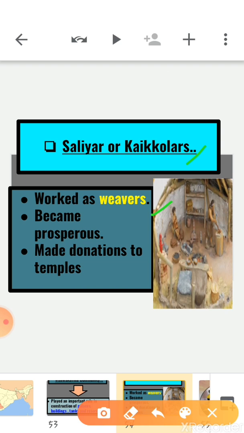Now, similarly, we have the Saliyar and Kaikola communities, who worked as weavers. Clear? Weavers such as the Saliyars and Kaikolas emerged as prosperous communities. They made donations to the temples. Some aspects of cloth making, like cotton cleaning, spinning and dyeing, became specialized and independent crafts during the medieval time period.